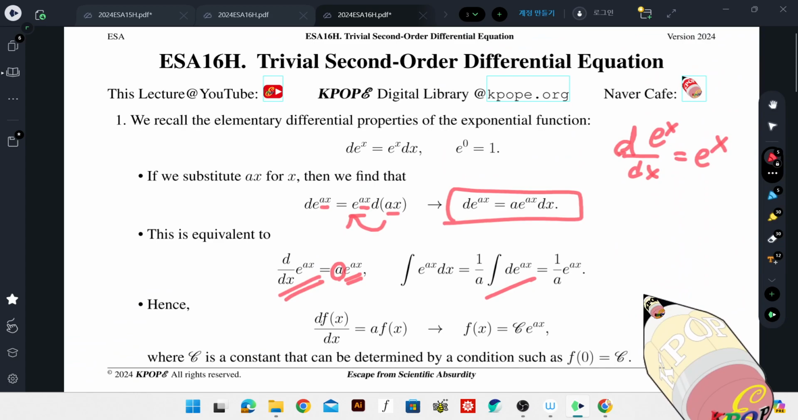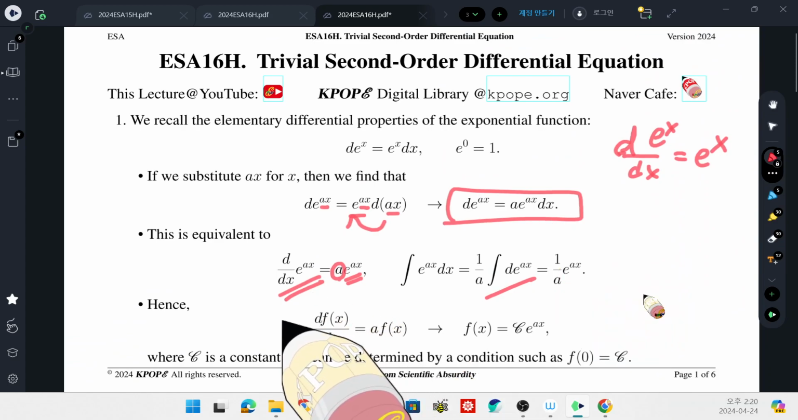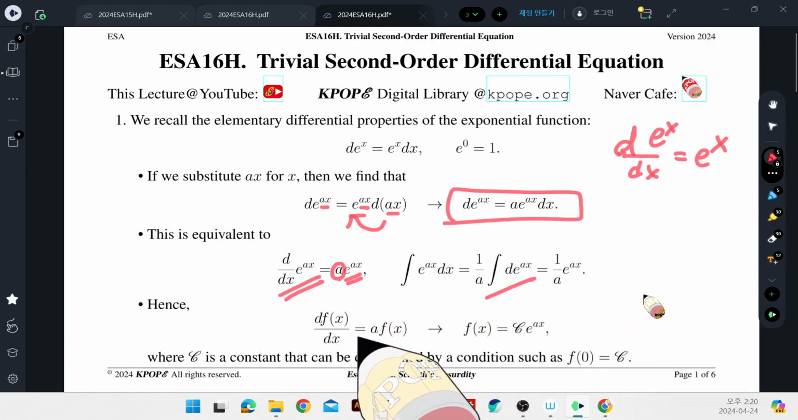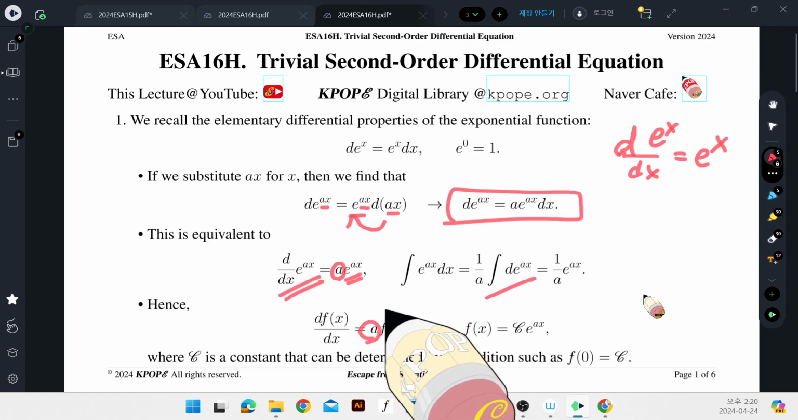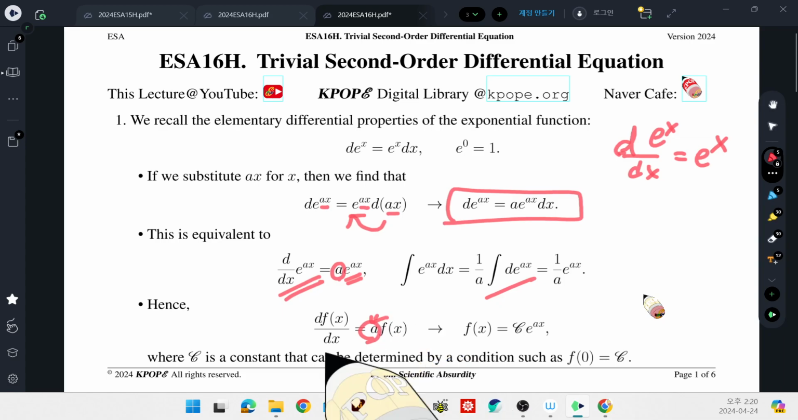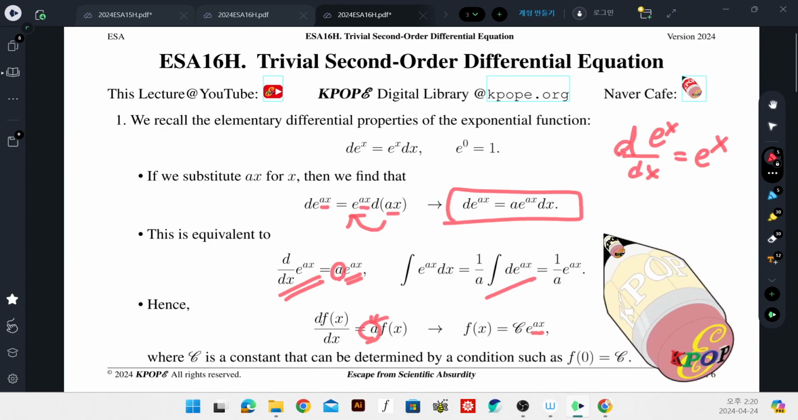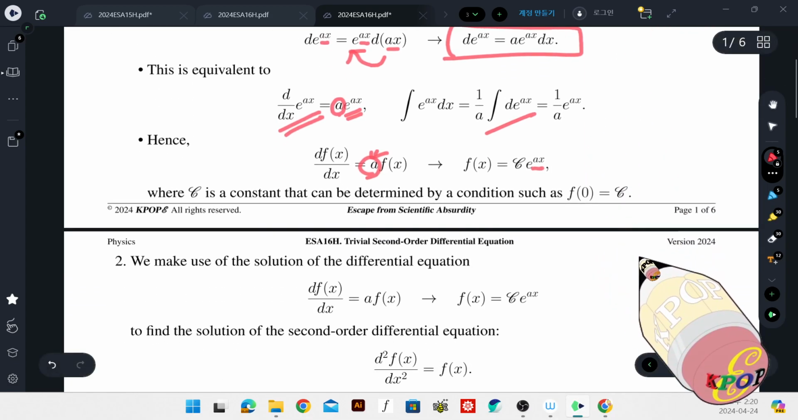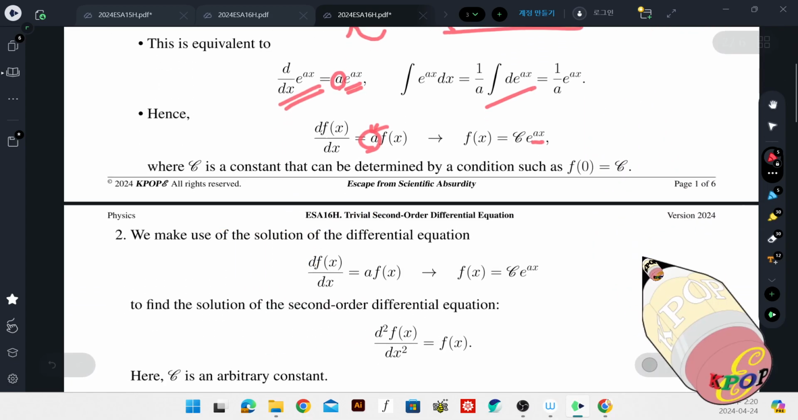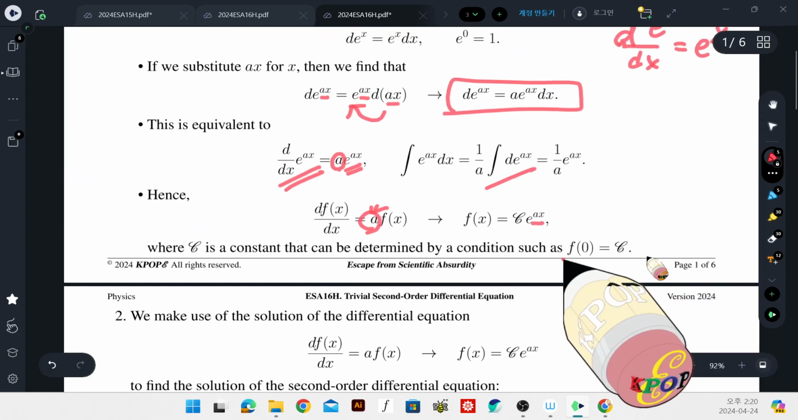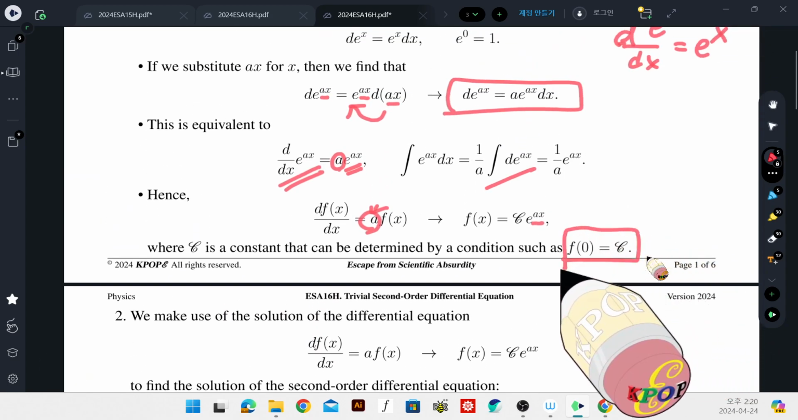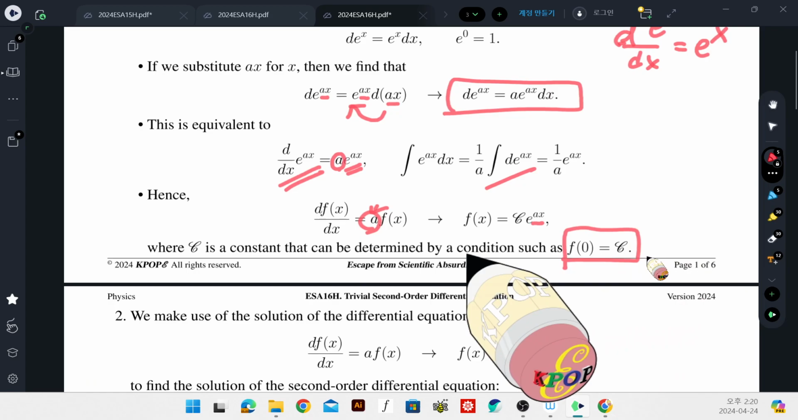Hence, we can find that the derivative of the function is the same as itself, except that if I have a factor of a, then this function is a kind of exponential function, except that the argument is replaced with ax. Here, c is a constant whose value can be determined by evaluating the function at x equals 0.